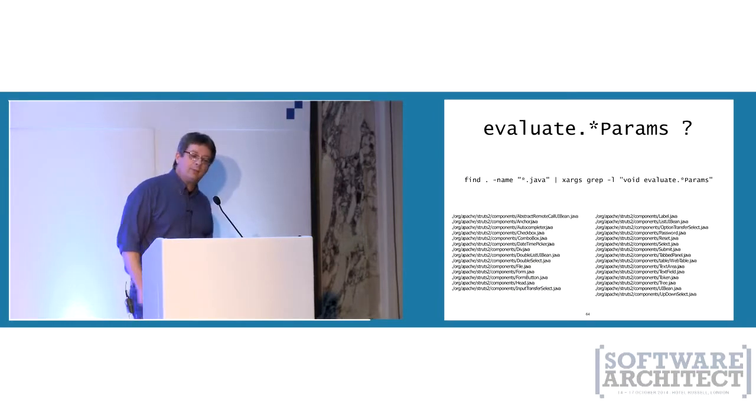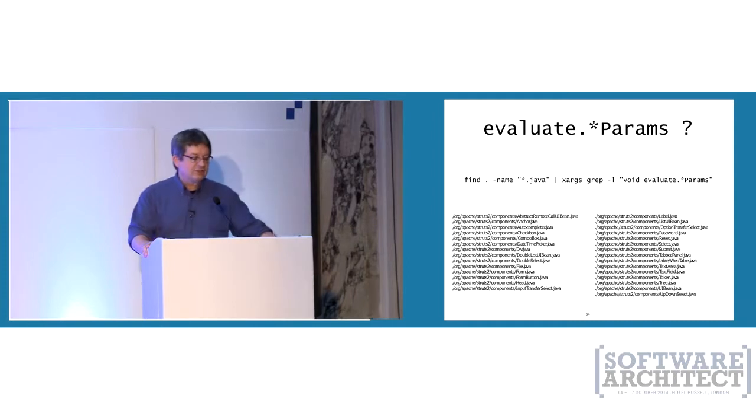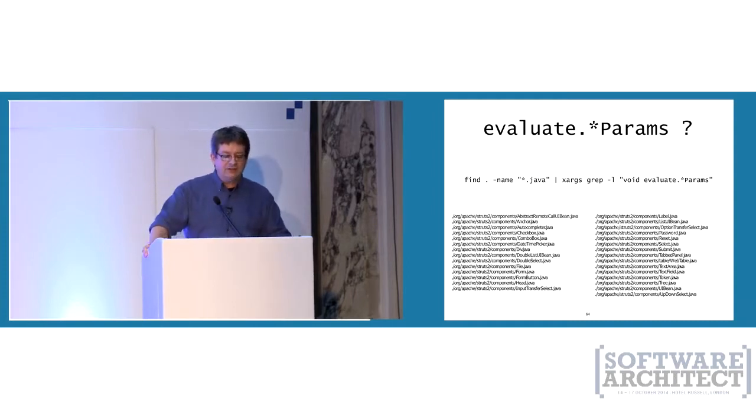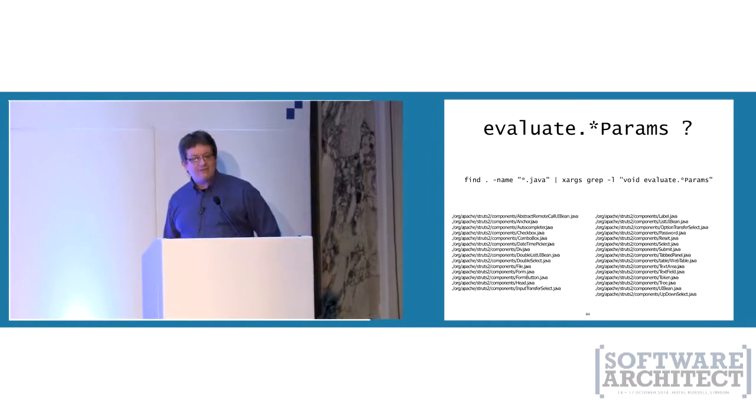You can do this at the command line, but your IDE will do this for you now. The command line invocation to do this says, give me all the Java source files, and then tell me within those which ones have some method named evaluate something params. And there they are. I have found an idiomatic pattern in Struts.